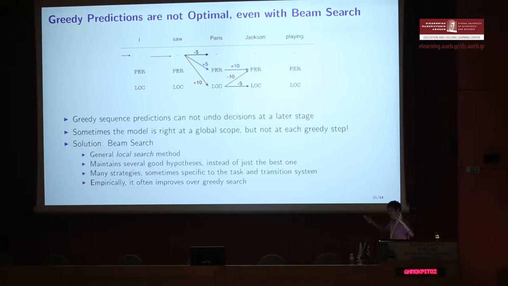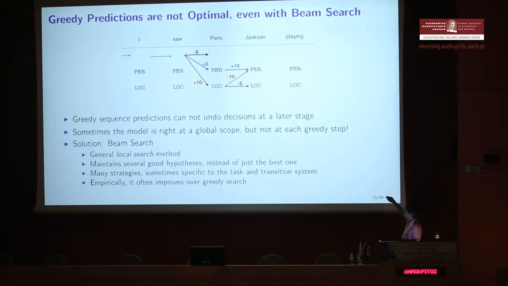The scoring function somehow was correct, but not at every step individually. Let me show you an example. Let's say this is "I saw Paris Jackson playing," and up to here we're predicting that none of this is an entity. Now we're asking the model, what's the label for Paris?